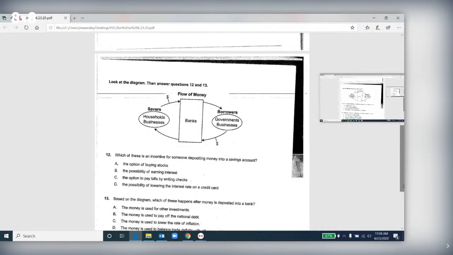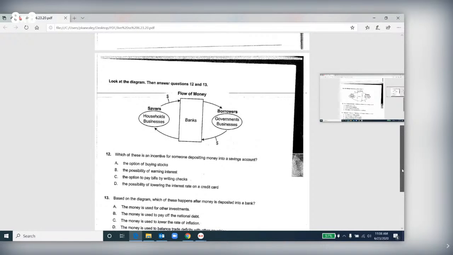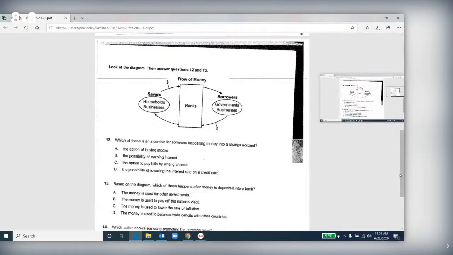The money is used to pay off national debt. Well, I really don't see anything about national debt in there. That would be more about our taxes. When you pay taxes, that really goes to the debt. The money is used to lower the rate of inflation. Not so much. You don't see inflation there. And D would be the money is used to balance trade deficits with other countries. We certainly don't see that in there. So just by process of elimination, we know that A is going to be the best answer.